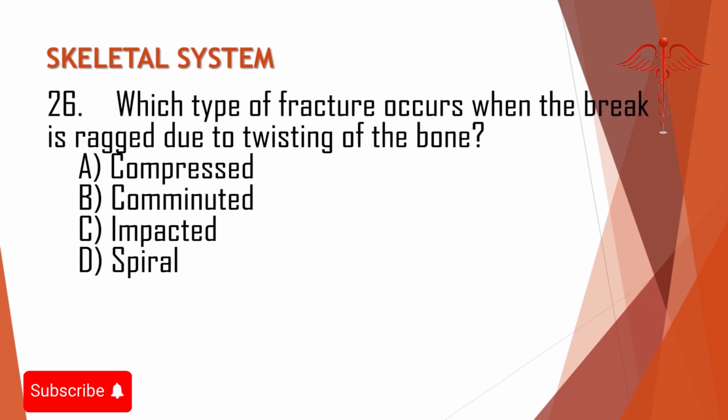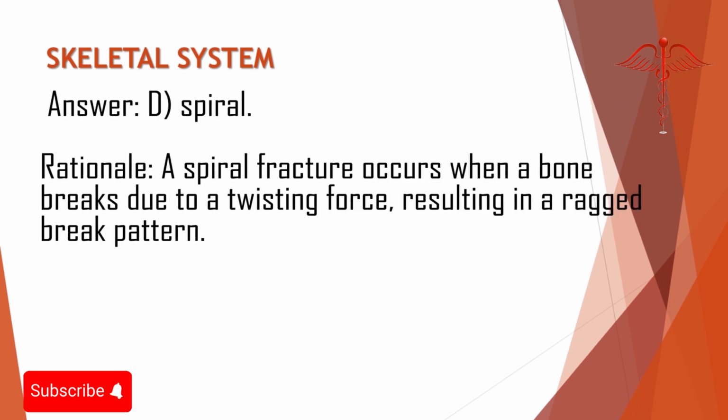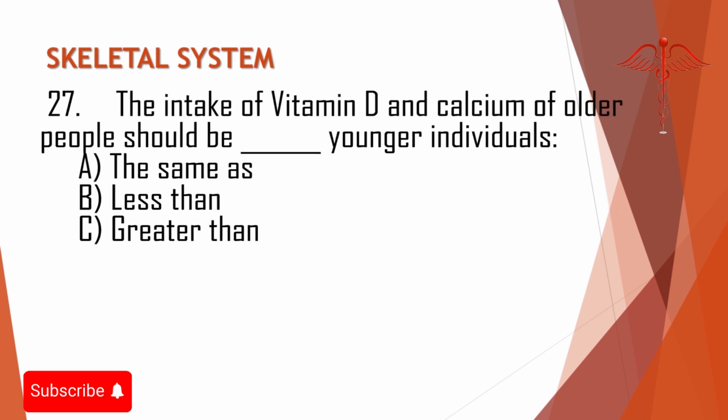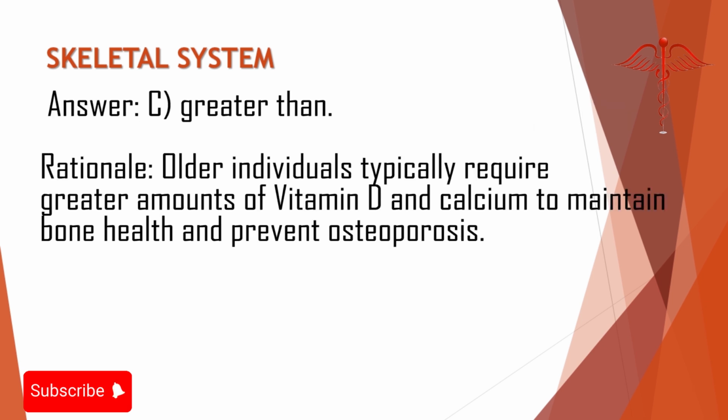26. Which type of fracture occurs when the break is ragged due to twisting of the bone? A. Compressed. B. Comminuted. C. Impacted. D. Spiral. Answer: D. Spiral. Rationale: a spiral fracture occurs when a bone breaks due to a twisting force, resulting in a ragged break pattern. 27. The intake of vitamin D and calcium of older people should be blank younger individuals. A. The same as. B. Less than. C. Greater than. Answer: C. Greater than. Rationale: older individuals typically require greater amounts of vitamin D and calcium to maintain bone health and prevent osteoporosis.